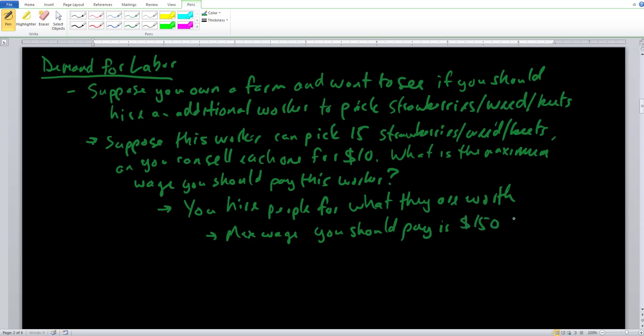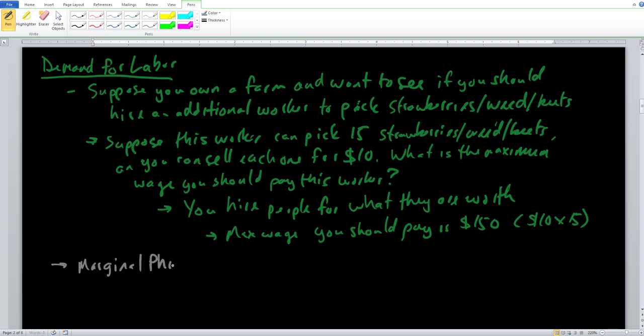So $150, and we get that by multiplying the $10 that you get for each of these crops by the amount of crops the worker is able to pick in this instance. And with this, we're going to be able to introduce two concepts, one very, very familiar for us using these particular numbers. The first concept that we need to introduce is something known as the marginal physical product of labor.